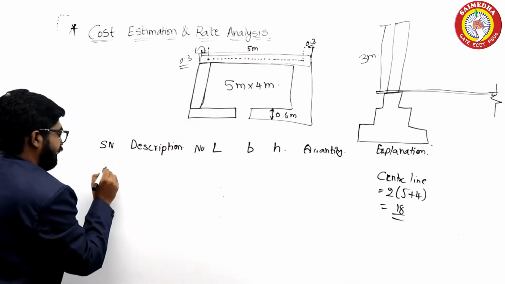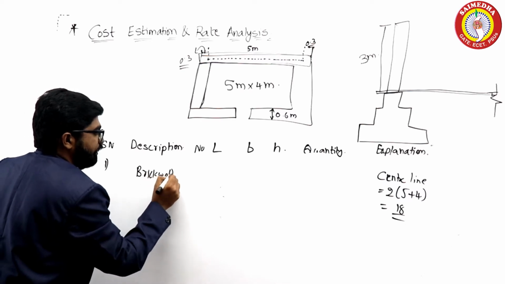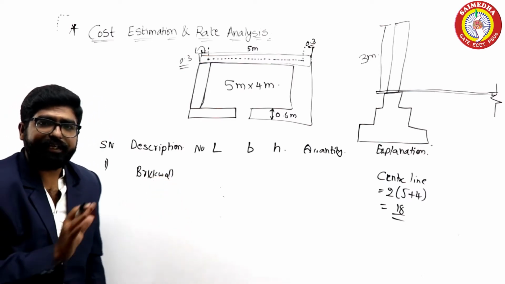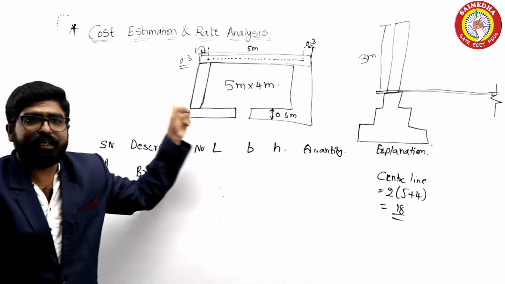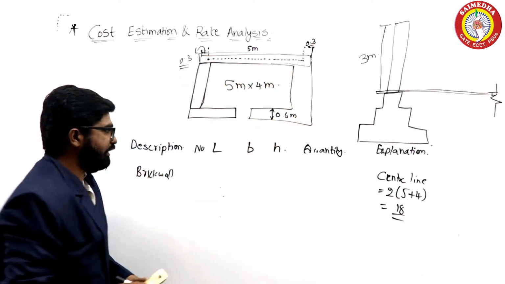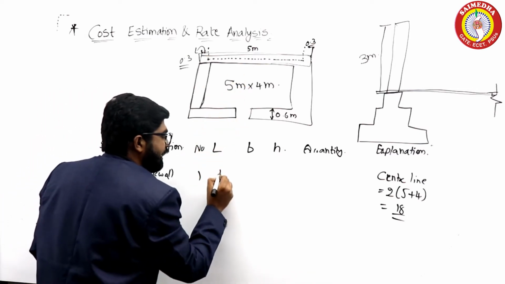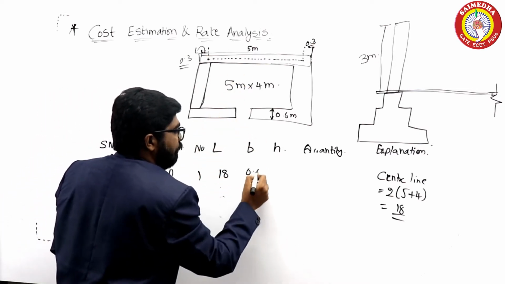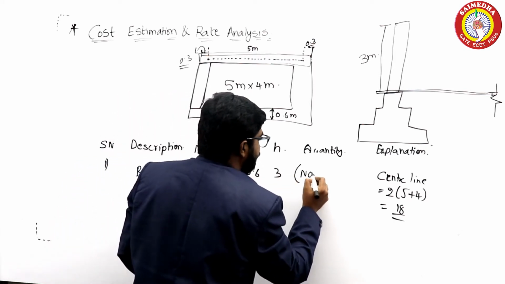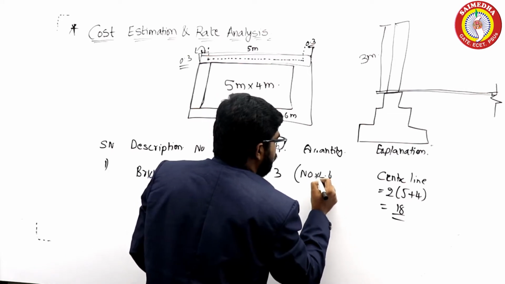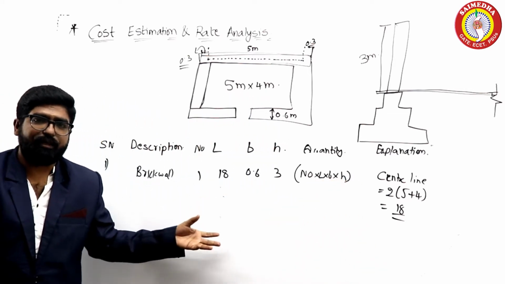So now again you have a 1 brick wall. In the centerline method, we are not going to take any long wall and short wall. We are just going to consider each and every wall as the same, and we are just calculating the centerline. So how many centerlines are there? Only one centerline, and the length is 18, breadth is 0.6 and height is 3 meters. Now you calculate number into L into B into H. You can calculate the quantity based on the centerline method.